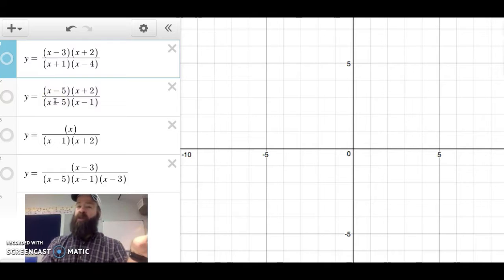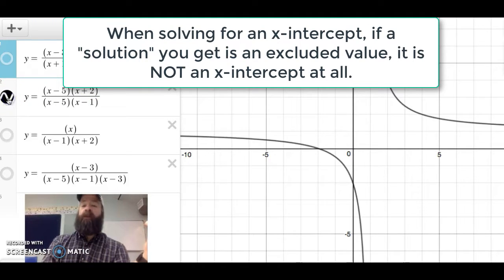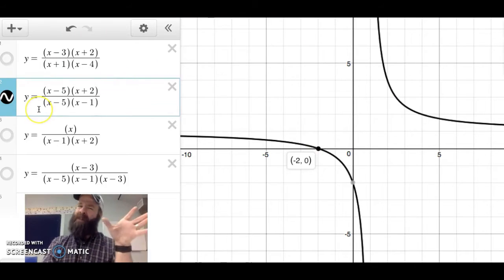So really, those two solutions I got, 5 and negative 2, only one of them is truly an x-intercept, and that would be the negative 2. So when I click through on this, you see there's only one x-intercept. It occurs at negative 2. And what happens at 5?